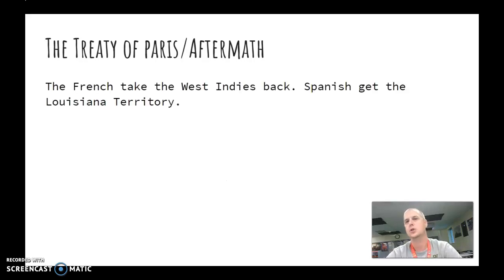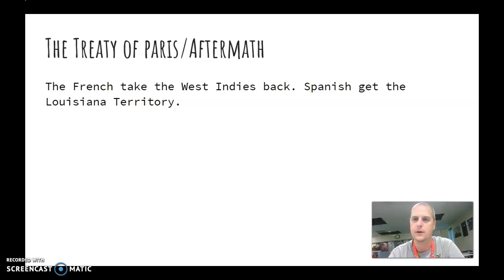So the French are going to get the West Indies back, which are some island nations in the Caribbean that they had lost previously to the British. And the French are actually going to give the Spanish Louisiana Territory before this meeting and before this treaty because they don't want the British to get it. So they basically say, hey, we got rid of it. We don't have the ability to negotiate now and give that to you.